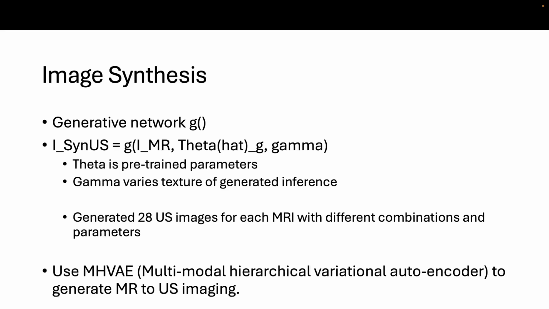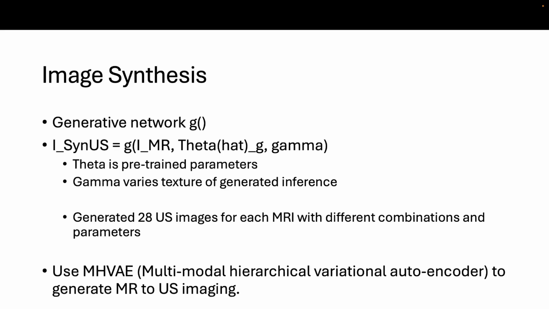So for image synthesis, they use a generative network called MHVAE. I'm not sure if there's another way to say that, but basically it's a multimodal hierarchical variational autoencoder. So this is a thing that's out there already, and they're using it to synthesize ultrasound images from MR samples. And this is one of the equations that's in the paper.